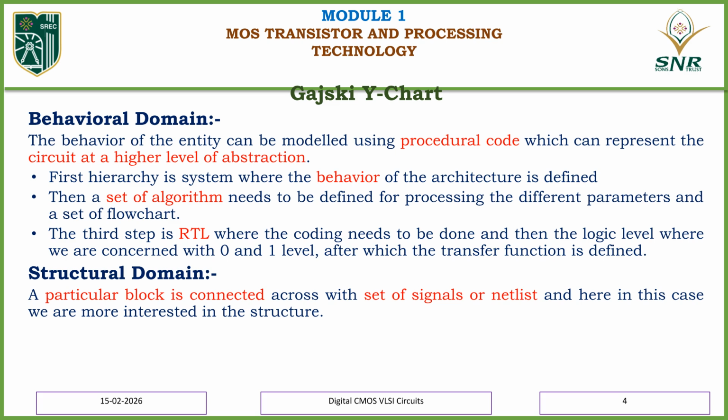Now let us move to the structural domain. While the behavioral domain focuses on what the system does, the structural domain focuses on how the system is constructed. In this domain, particular blocks are connected using sets of signals or netlists. A netlist defines how different components are interconnected. For example, logic gates are connected to form functional blocks. Functional blocks are connected to form modules. Modules are combined to form larger subsystems. Here, we are more interested in the hardware structure rather than abstract functionality. Thus, the structural domain describes the interconnection of components.